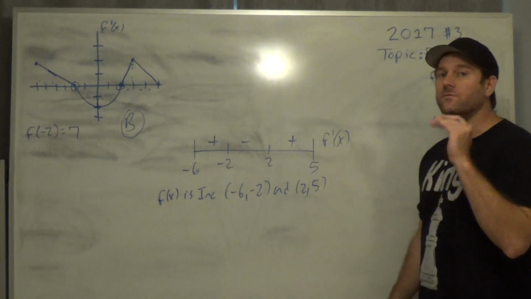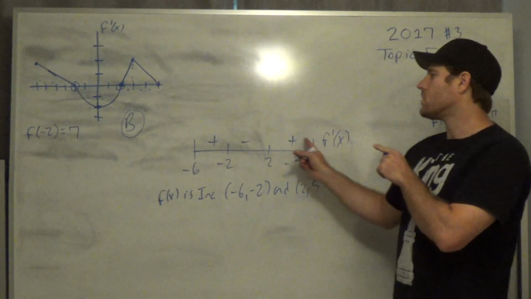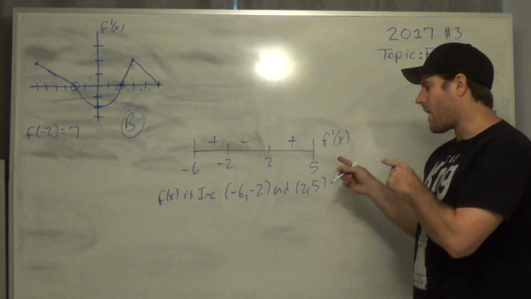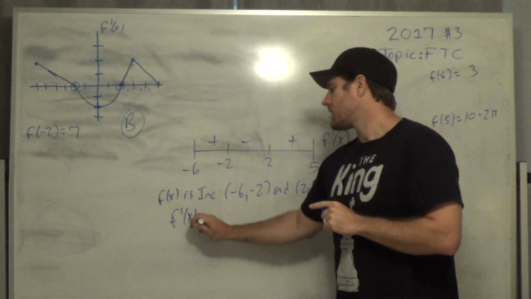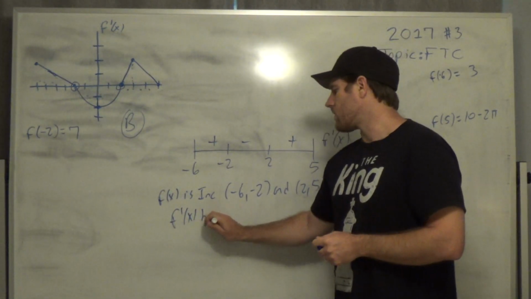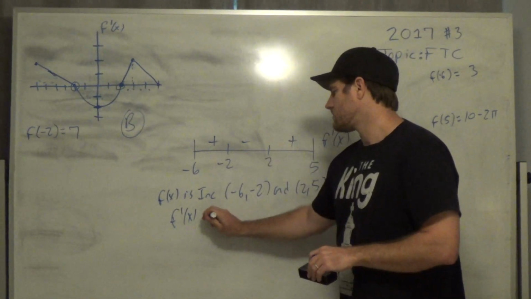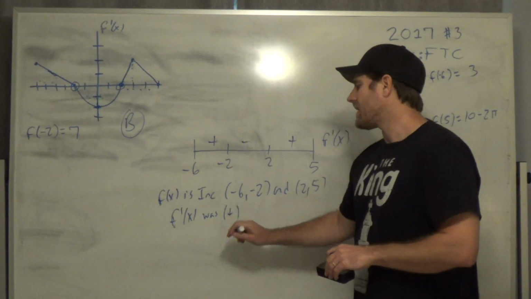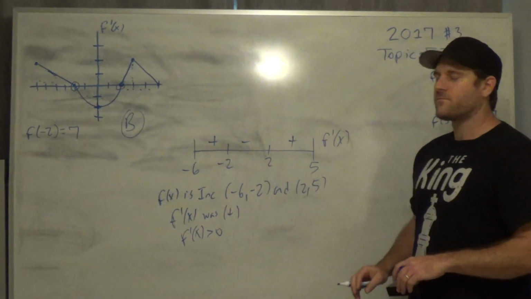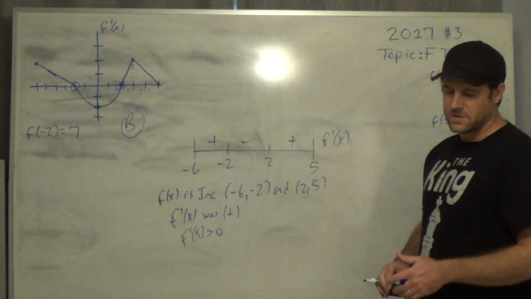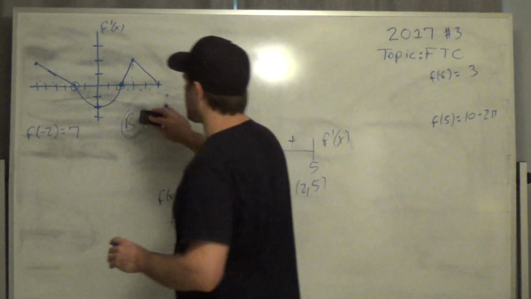When it comes to the why, if you don't justify, you don't get points. You talk about what you saw in the sign chart. Why? Because f prime x is greater than 0, or f prime x was positive. I like saying f prime x is greater than 0, but anyways. Remember, when f prime x is positive, the graph is increasing. If it's negative, it's decreasing. Okay, I'm going to leave the sign chart up here, but that's it for part B.